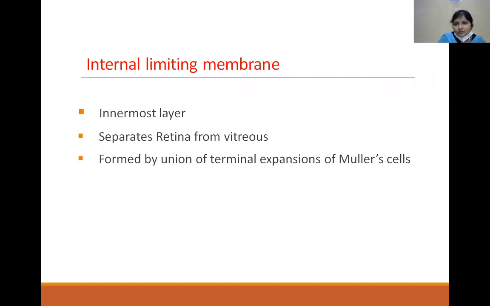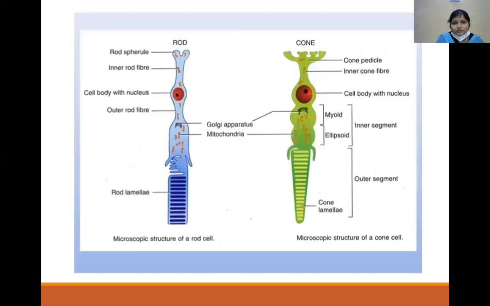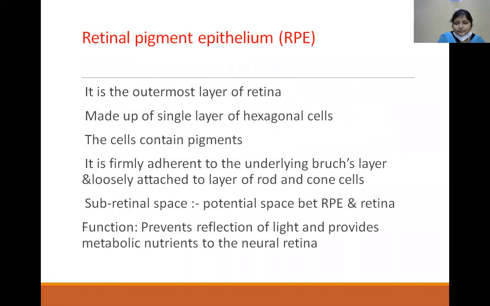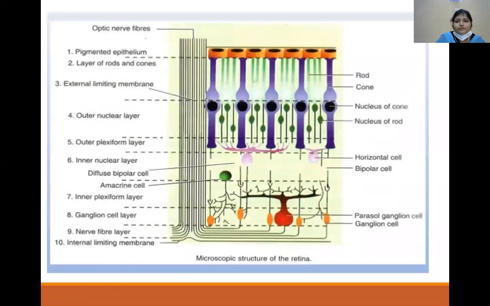Next is the innermost layer, that is the internal limiting membrane. It separates the retina from the vitreous, and it is formed by the union of the terminal expansions of the Muller cells. So these are the 10 layers of the retina.